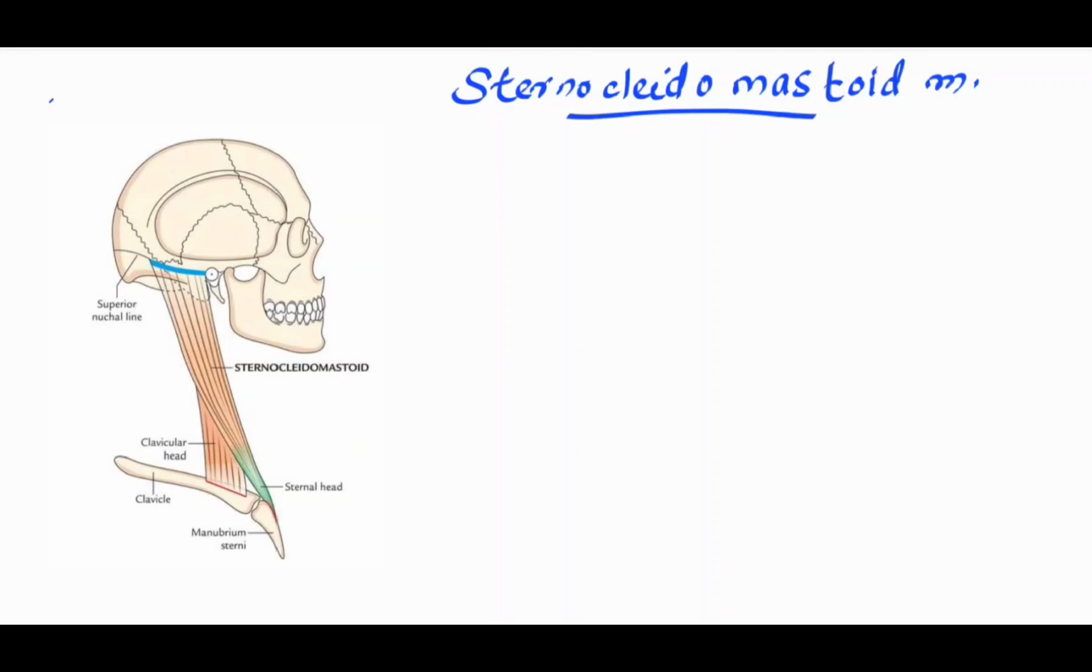Hello, let us learn the sternocleidomastoid muscle. So here in this picture you are seeing the sternocleidomastoid muscle. From the name it indicates it is sternum, clavicle and mastoid. Remember these 3 points.